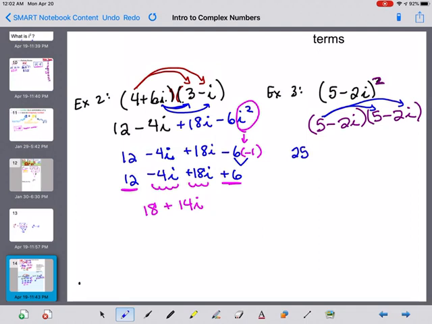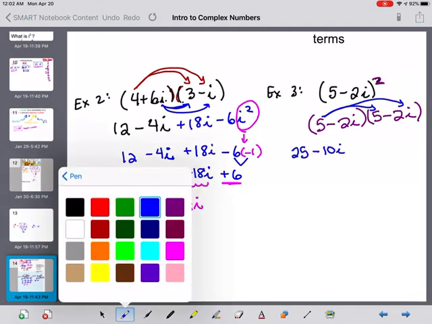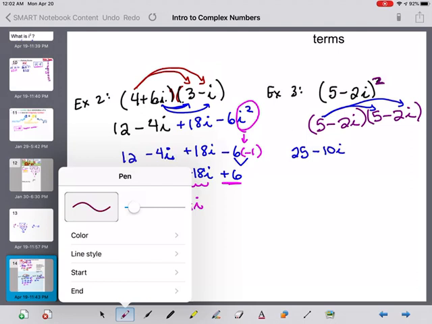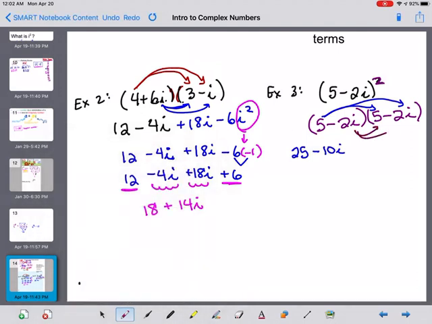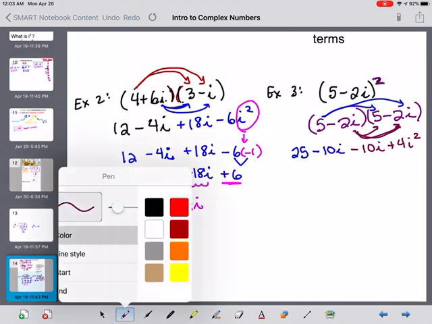5 times 5 is 25. 5 times negative 2i is negative 10i. And then I distribute the 2i. Negative 2i times 5 is negative 10i. Negative 2i times negative 2i is positive 4i squared. Don't forget that squared because it's i times i. That's why it's i squared.